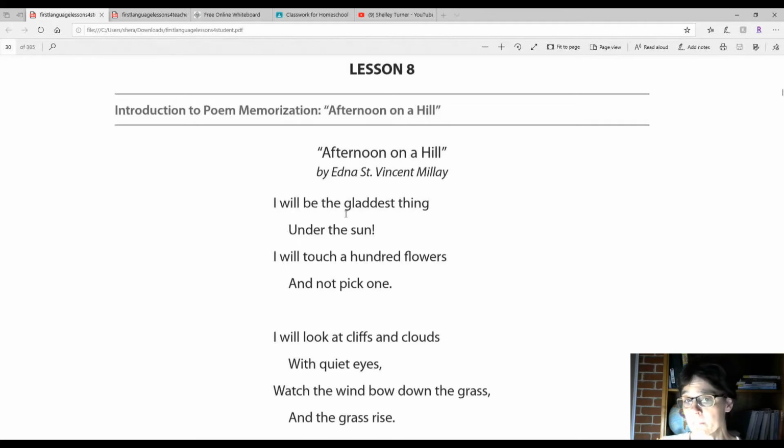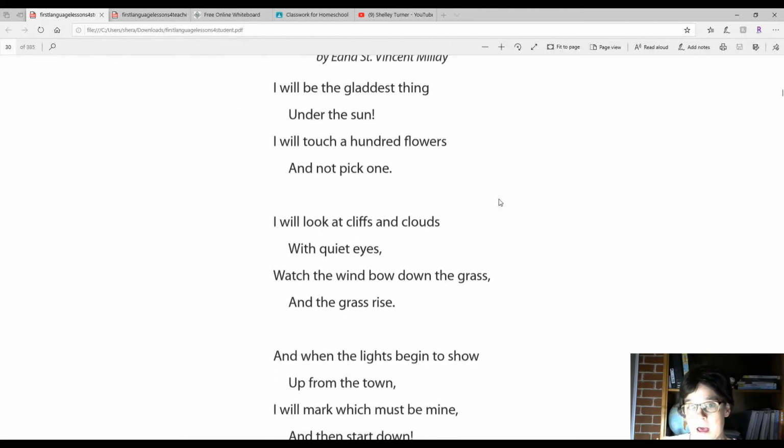Now, remember what we do to the title of poems. We put them in quotation marks. Notice the capitalization, the first word and the last word, but the words in between are just those small, unimportant words, like on, and we don't uppercase those. And the author's name is Edna St. Vincent Millay.